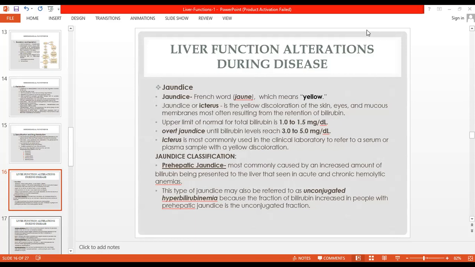Is it because the liver is capable of handling the overload? This type of jaundice may also be referred to as unconjugated hyperbilirubinemia, because the fraction of the bilirubin increased in people with prehepatic jaundice is the unconjugated fraction. This fraction of bilirubin, unconjugated bilirubin, is not water soluble, is bound to albumin, is not filtered by the kidneys, and is not seen in the urine.